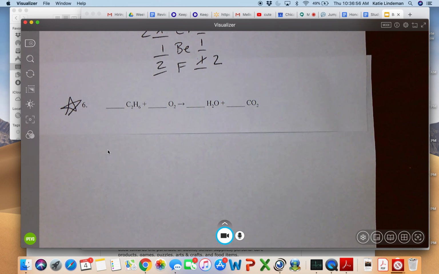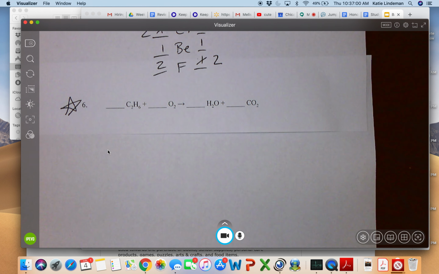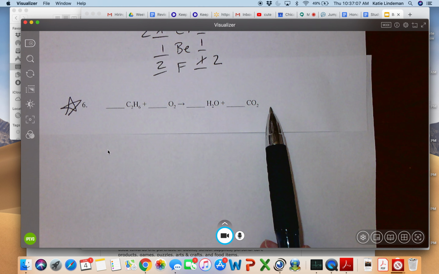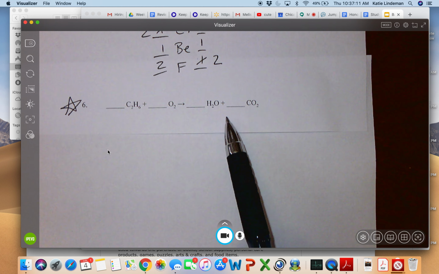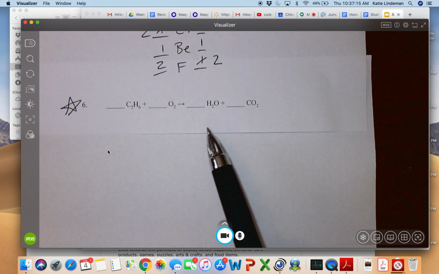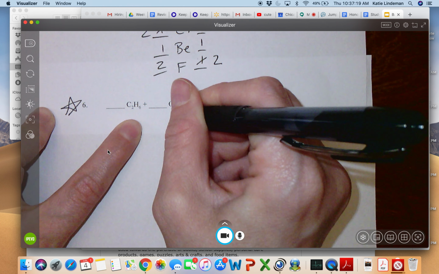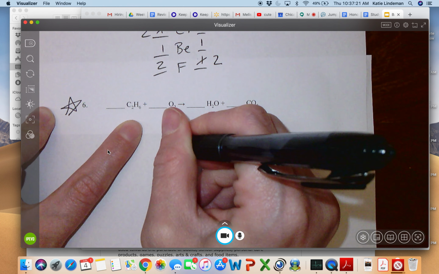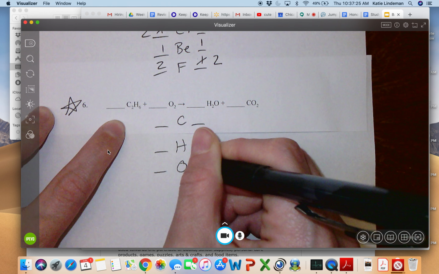Anytime you see an equation where the products are water and carbon dioxide, this is a combustion problem, and these problems are typically hard because we see oxygen in 2 different places, okay? So that's kind of just a cue that this is going to be a more difficult problem than the typical problem, all right? So same thing, we still just start by listing off, we have carbon, hydrogen, and oxygen, and then we do an inventory.